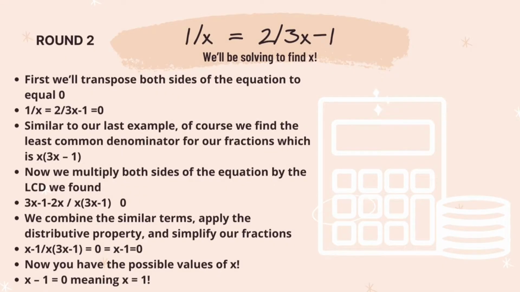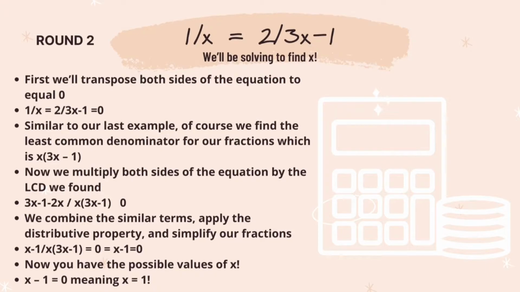For our second example, let's consider the rational equation 1 over x equals 2 over 3x minus 1. First, we'll transpose so that one side of the equation equals 0. 1 over x minus 2 over 3x minus 1 equals 0.